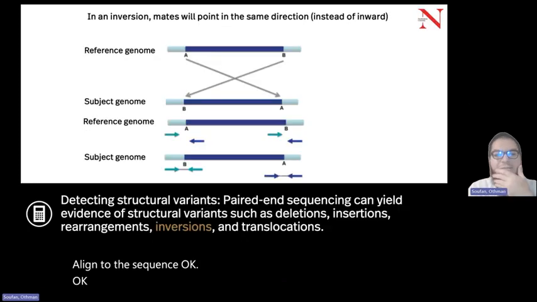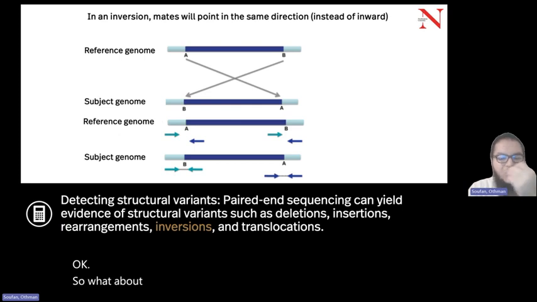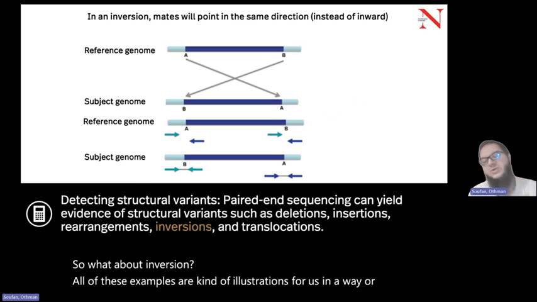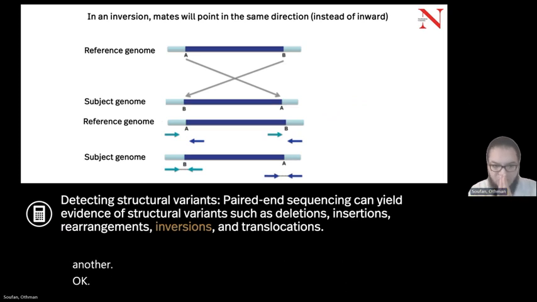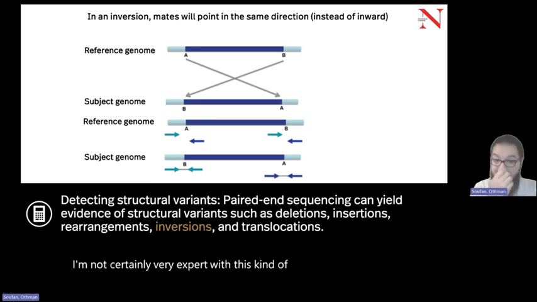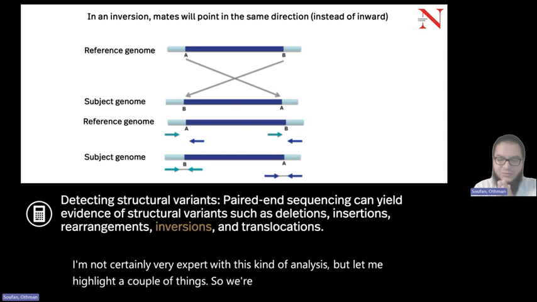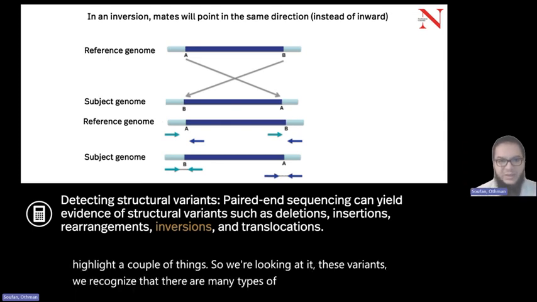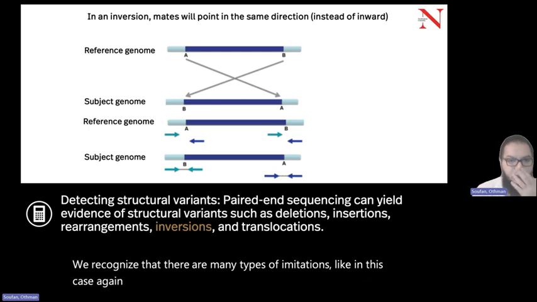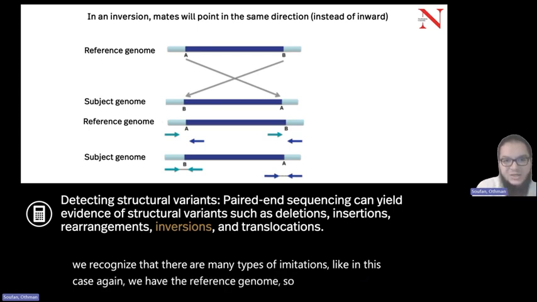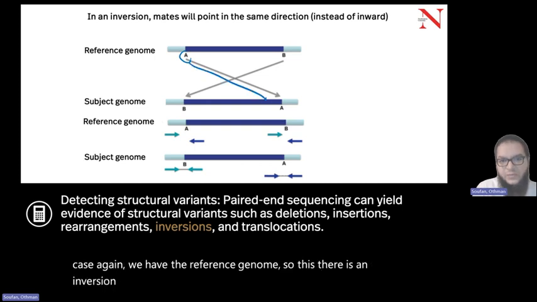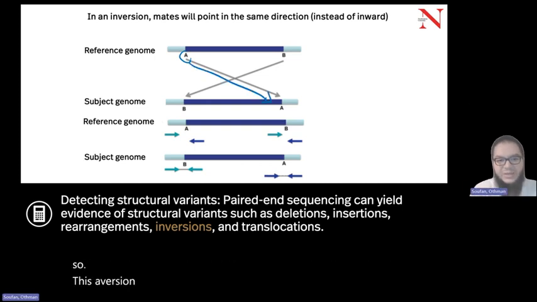Okay, so what about inversion? All of these examples are illustrations for us in a way or another. I'm not certainly very expert with this kind of analysis, but let me highlight a couple of things. When looking at these variants, we recognize that there are many types of mutations. In this case again, we have the reference genome, so there is an inversion. In this inversion, we have a change in the locations of these two sites.